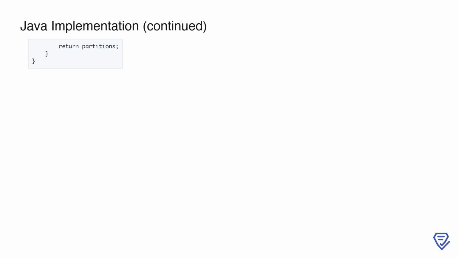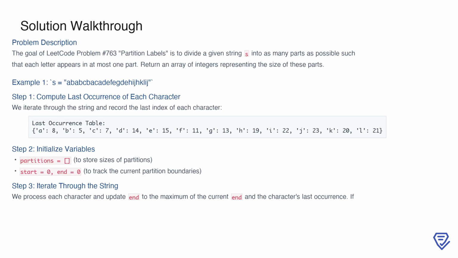The function ensures that each partition is as large as possible while still keeping all occurrences of each character within a single partition. This approach is efficient, as it iterates through the string twice, resulting in a time complexity of O(n). To solve LeetCode problem number 763, Partition Labels, we aim to divide a string into as many parts as possible such that each letter appears in at most one part.